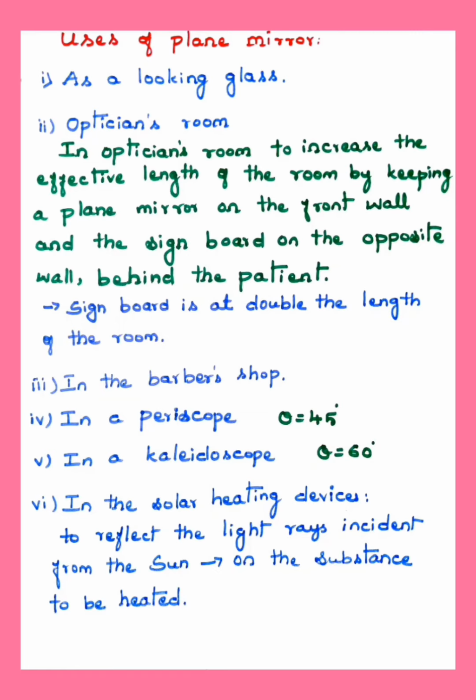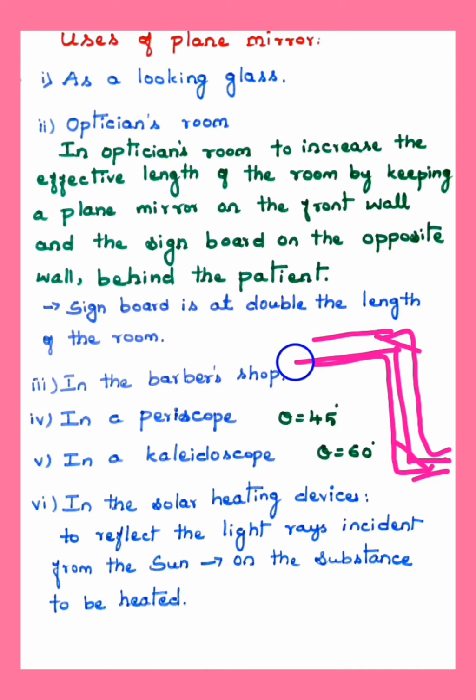Even in barber shops, mirrors are used, huge mirrors, and mirrors are also used in a periscope, inclined at an angle of 45 degrees. A periscope looks like this, and the mirrors will be placed at 45 degrees here and 45 degrees here, so that the object will be reflected here, again reflected, and we can see through this. If the object is placed here, the image can be viewed from the other side. We'll take a separate class on the periscope later.